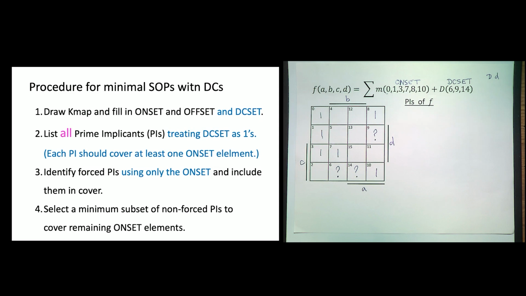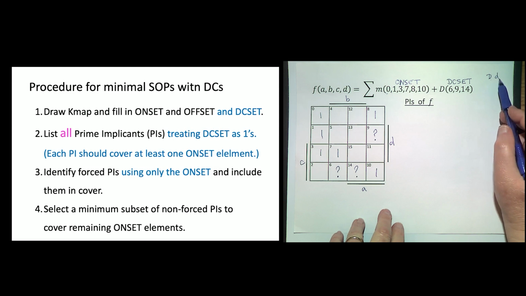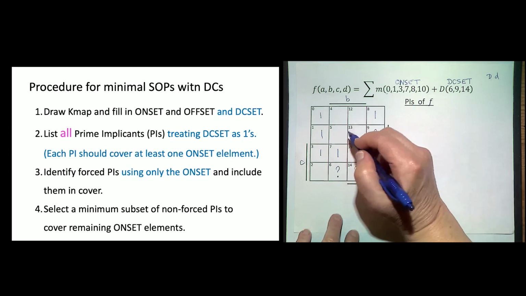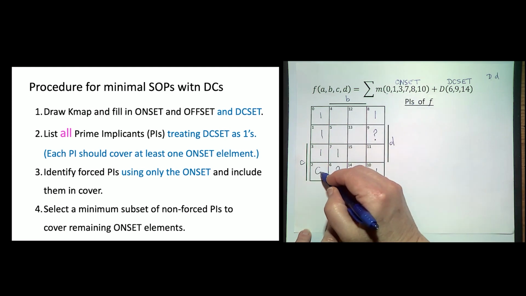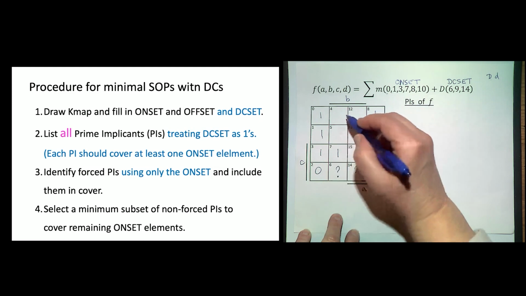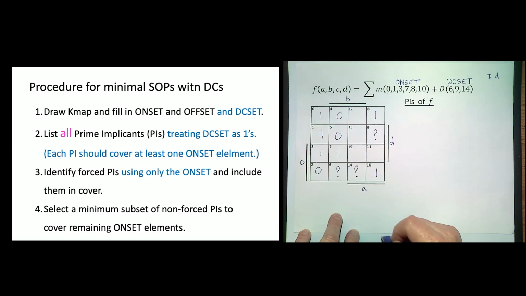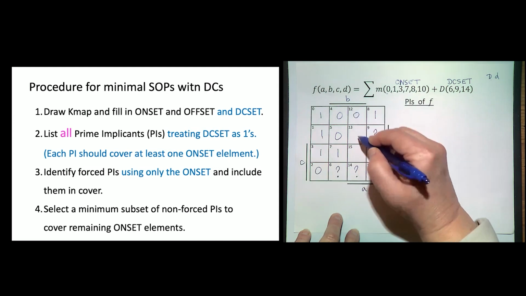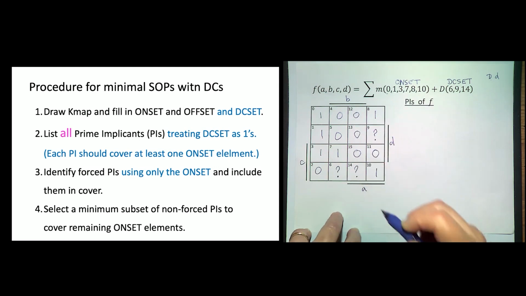Be careful. When you're working quickly, sometimes D's tend to look like zeros. Okay, so let's see. Offset, I have 2, 4, 5, 11, 12, 13, and 15. Okay, anybody see any PIs?